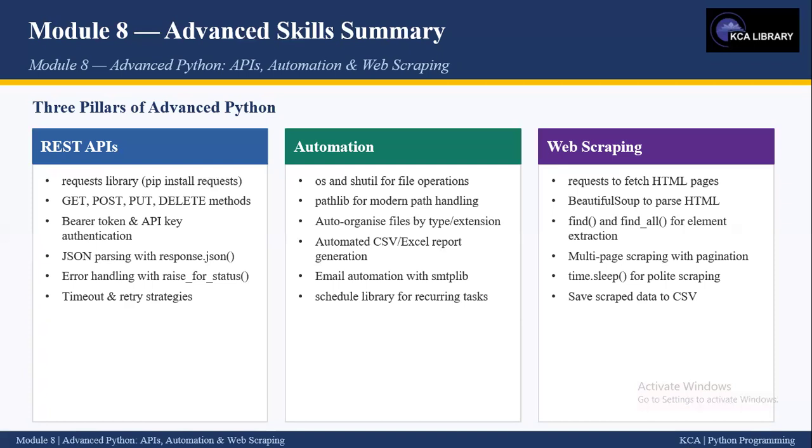Under web scraping, the requests library fetches raw HTML pages, Beautiful Soup parses the HTML structure, and find and find_all locate specific elements. Multi-page scraping uses pagination logic, time.sleep ensures polite request spacing, and scraped data is saved to CSV for further analysis.